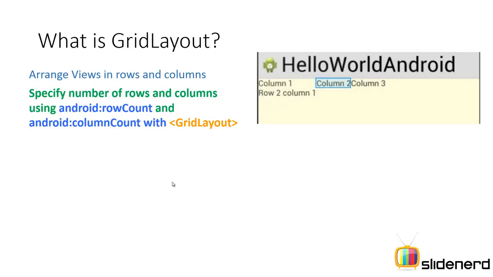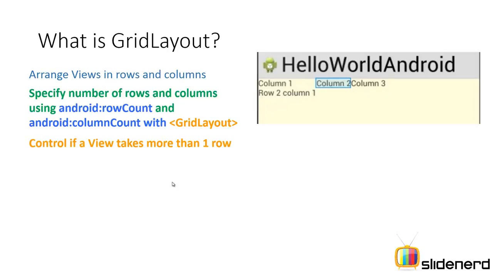Now remember, in the table layout which you guys have seen, there was a way to specify rows. You don't need to do that here. Android takes care of everything automatically for you guys. You just have to specify how many rows you want and how many columns you want with these two attributes, which is android:rowCount and android:columnCount, inside your grid layout tag in your XML layout file.